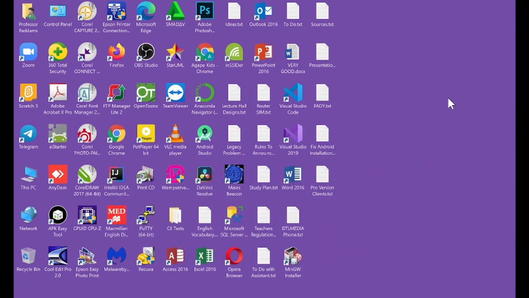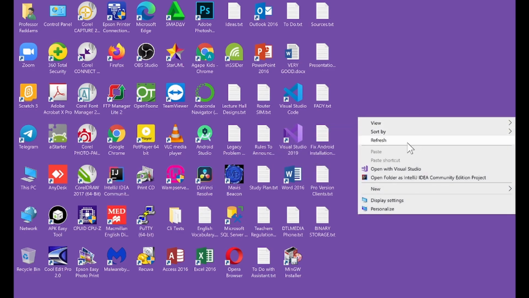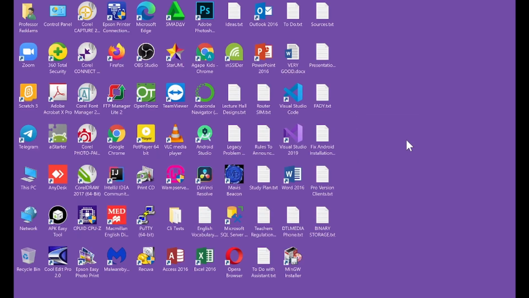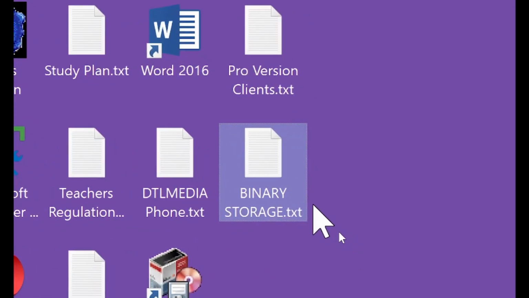I've stored it on the desktop, and let me look for it on my desktop. It's supposed to be here. Binary storage. Let me press B. When you're looking for something on your desktop and you can't find it, just press the first letter of that file. So B. Oh, I found it. It's right here and I couldn't find it. Let me zoom in. Have you seen this file?